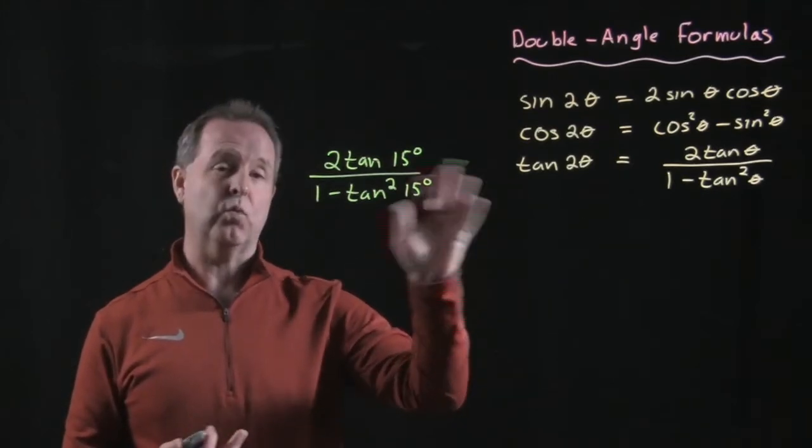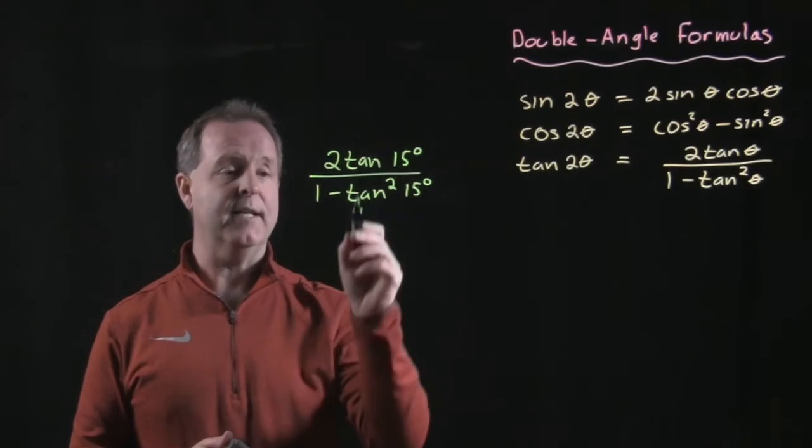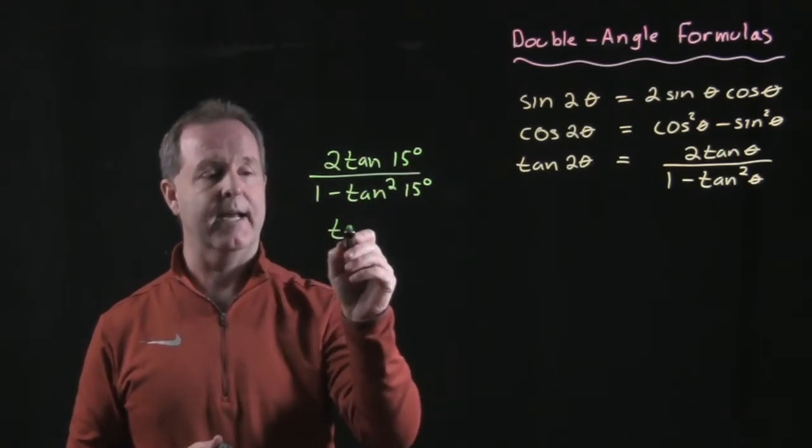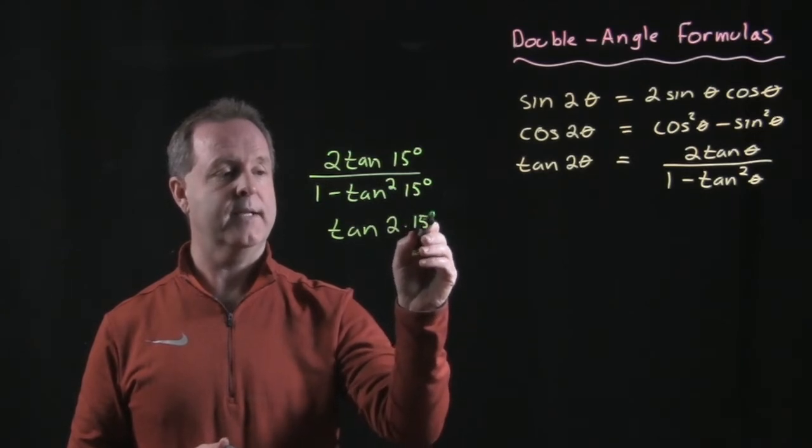So let's look at that and just work our way backwards. Do you know what our theta is? Our theta is 15 degrees. So let's rewrite this as the tangent of 2 times theta, which is 15 degrees in this case.